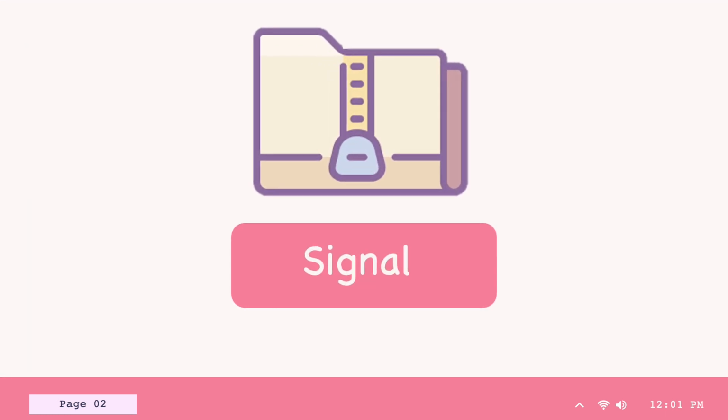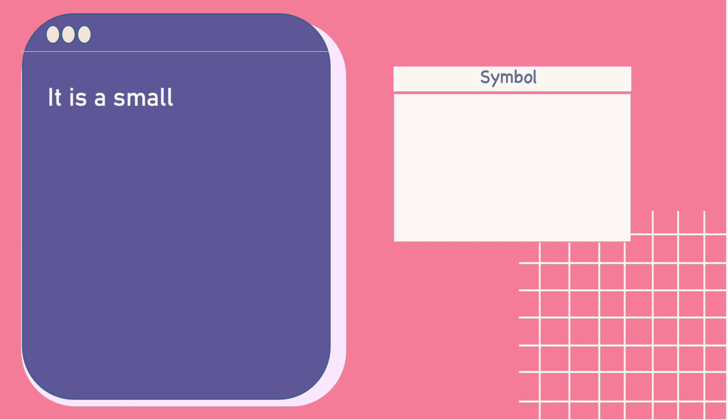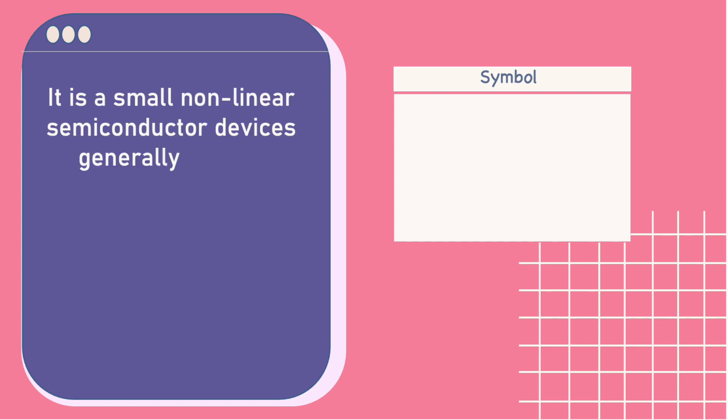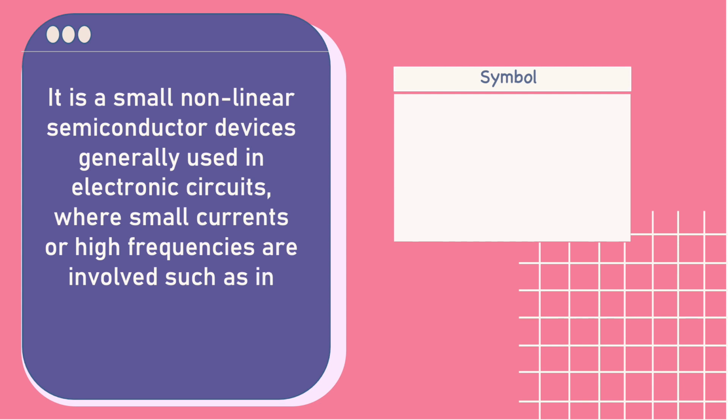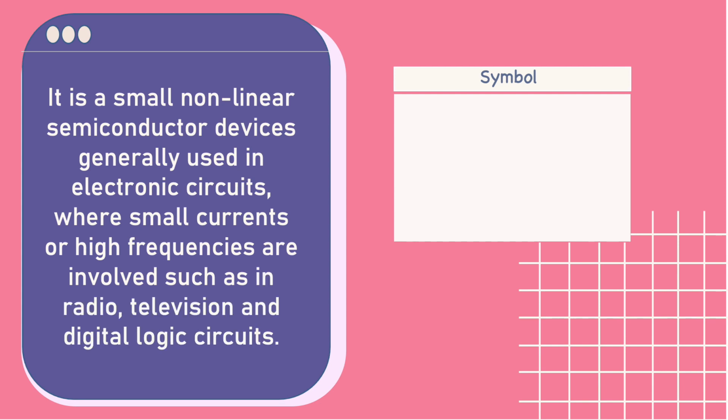We are going to discuss the signal diode. It is a small, nonlinear semiconductor device generally used in electronic circuits, where small currents or high frequencies are involved, such as in radio, televisions, and digital logic circuits. Here is the symbol for signal diodes.